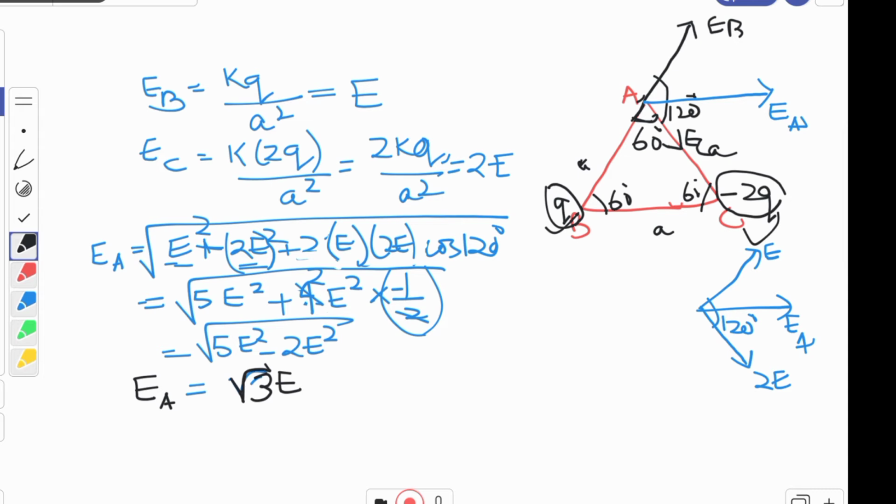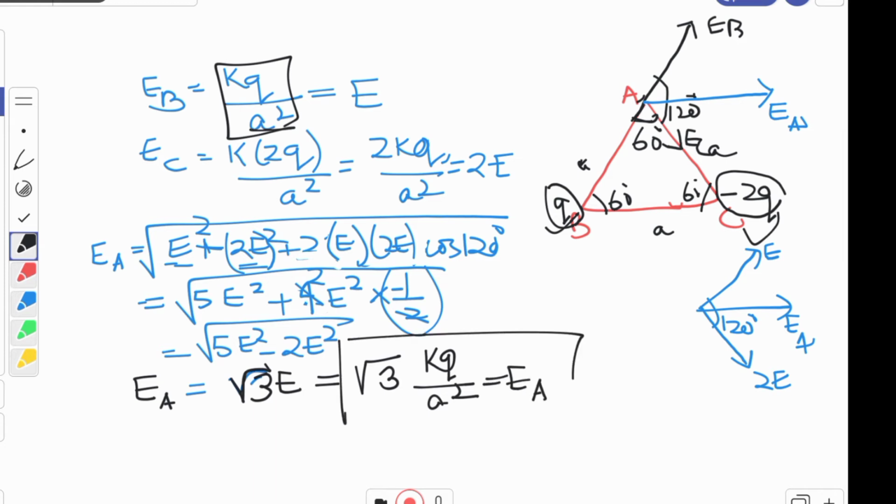So root 3 E. What is E? E is k q by a square. So your final answer will be EA. Net electric field due to these two charges will be root 3 k q by a square. So this is your EA, net electric field. Clear, children? Is it clear now? Now we have to find out the direction. Please note it down. I am waiting.